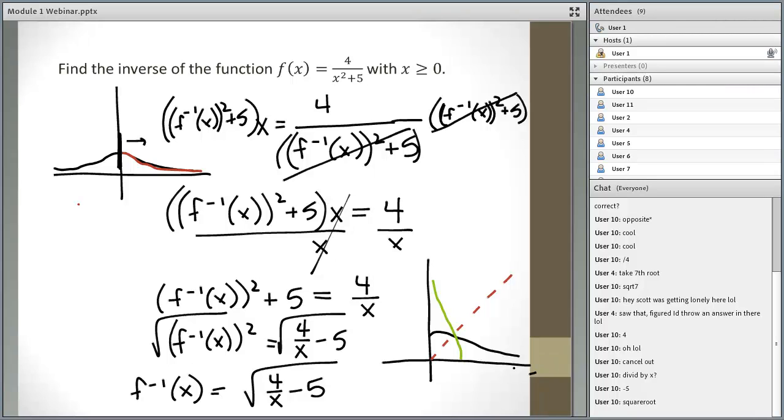And in this case, because we are only looking at the positive x values, we only end up with positive y values, which means we don't have a plus or minus when we apply the square root. We only have the above the x-axis. So that's our final answer.